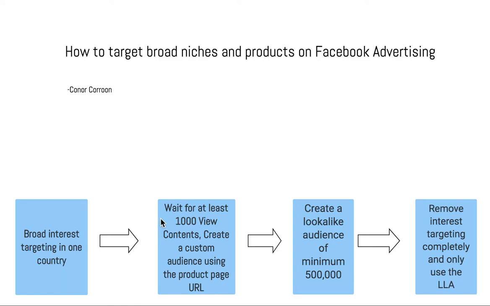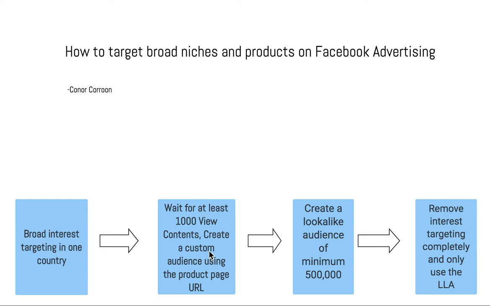So once you've done that targeting, you're probably going to get pretty expensive conversions, view contents, and add to carts and everything because it's such a broad targeting. It's not optimal, and you are going to get very expensive clicks and high CPMs. But just bear with it until you get 1,000 view contents. That's the magic number you have to wait for view contents.